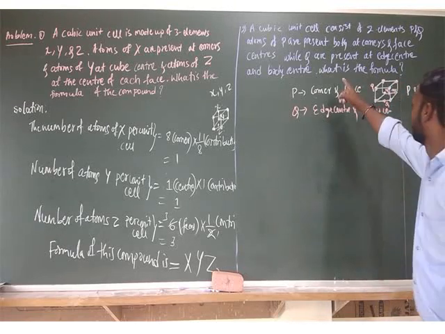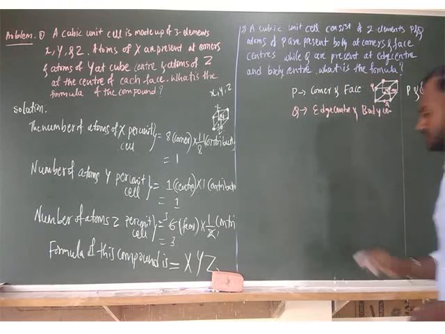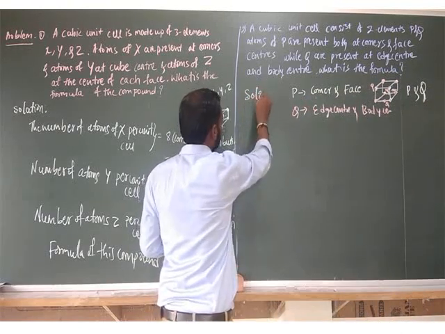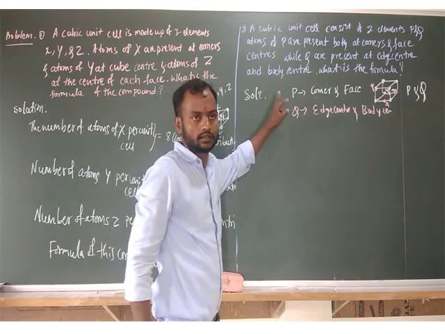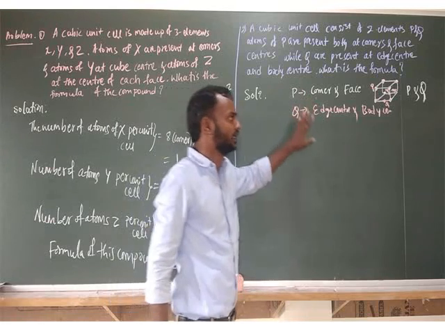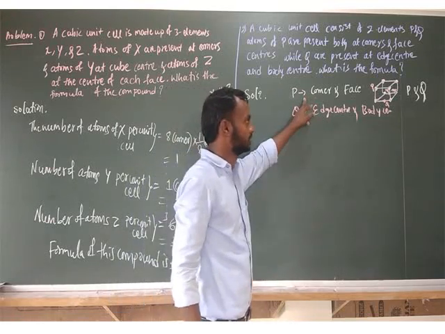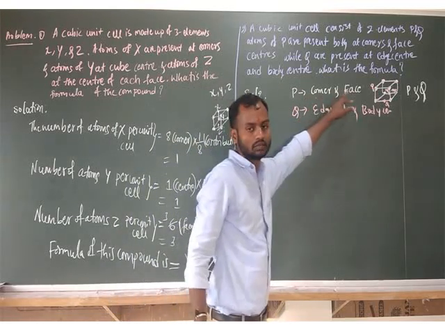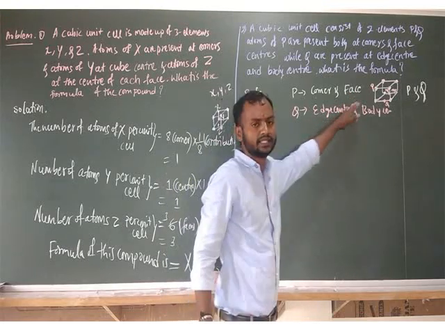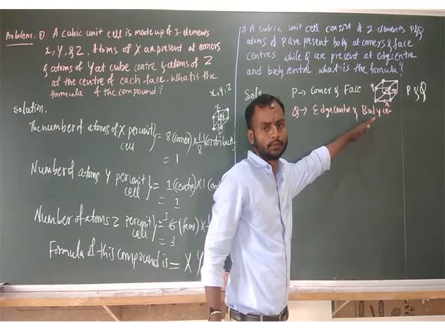So what is the formula of this compound? Solution: the crystal lattice contains two atoms, P and Q. The P atoms are present at the corners as well as the face centers. The Q atoms are present at the edge centers as well as the body center.